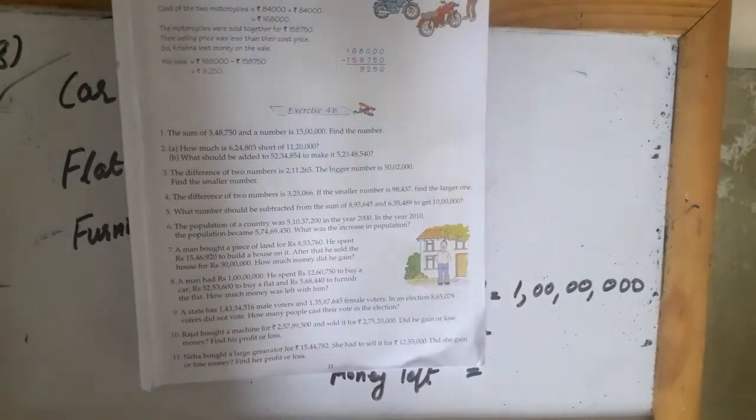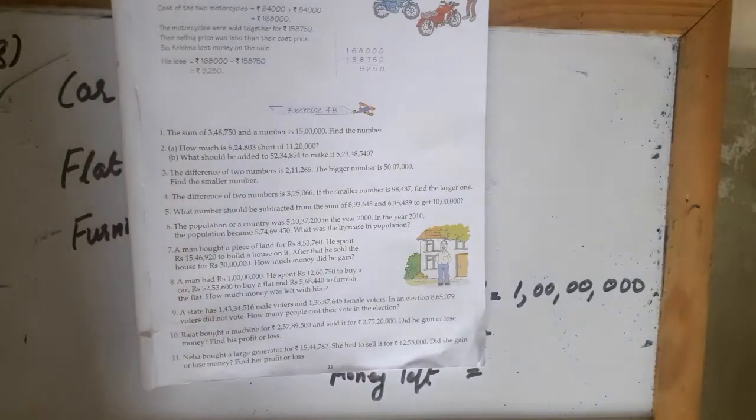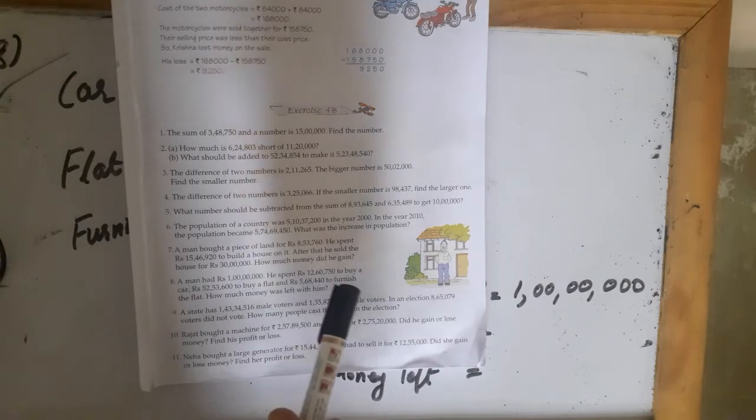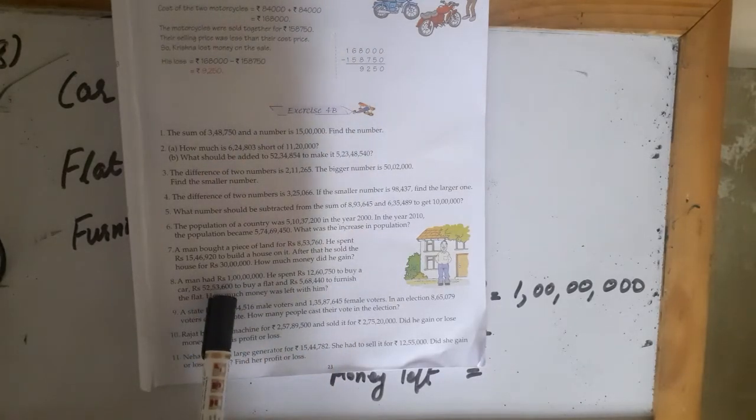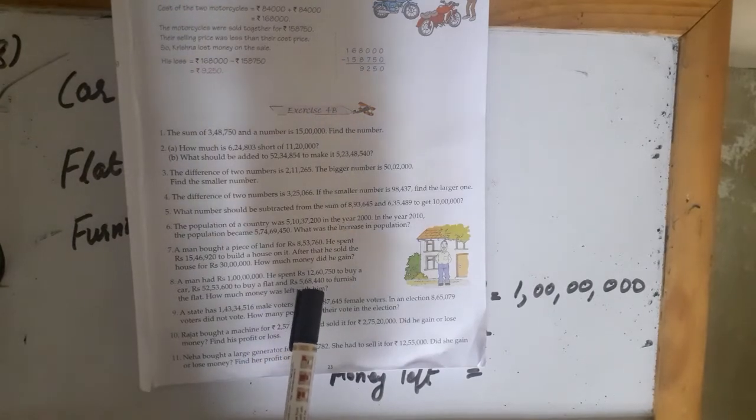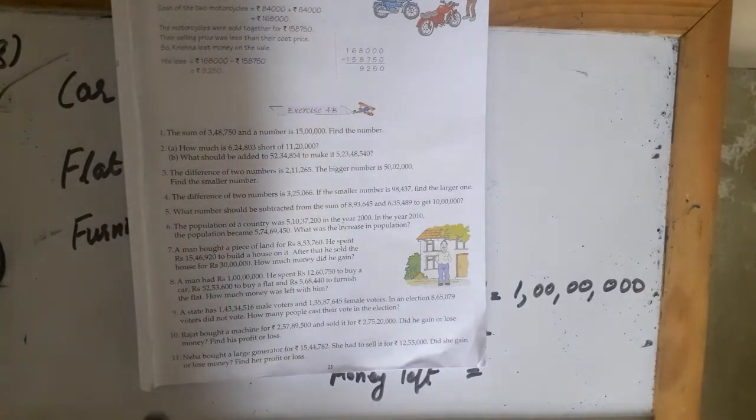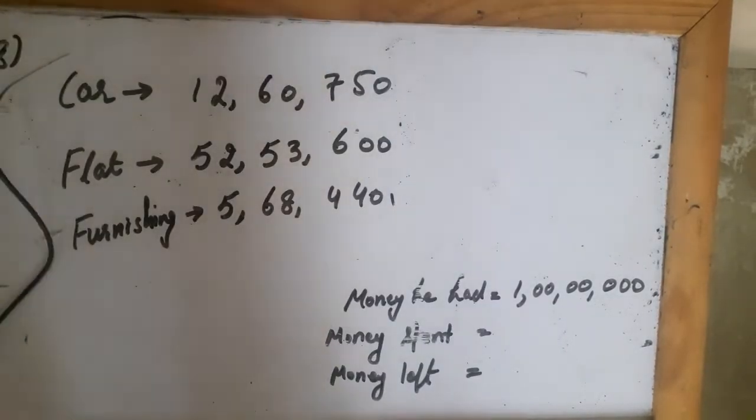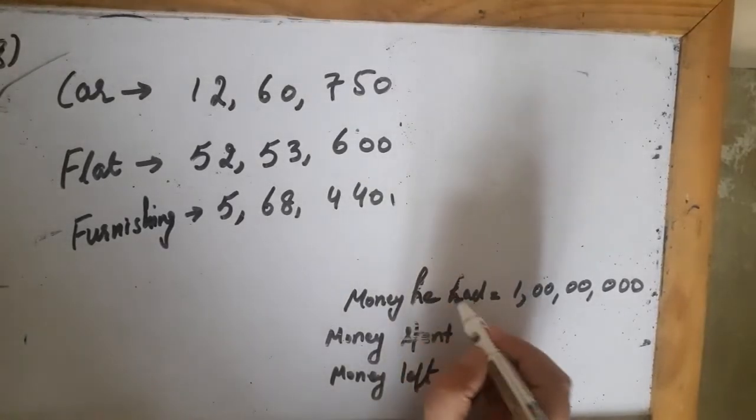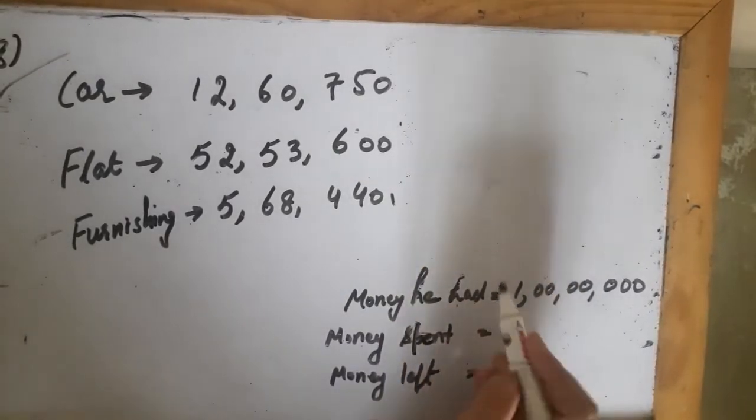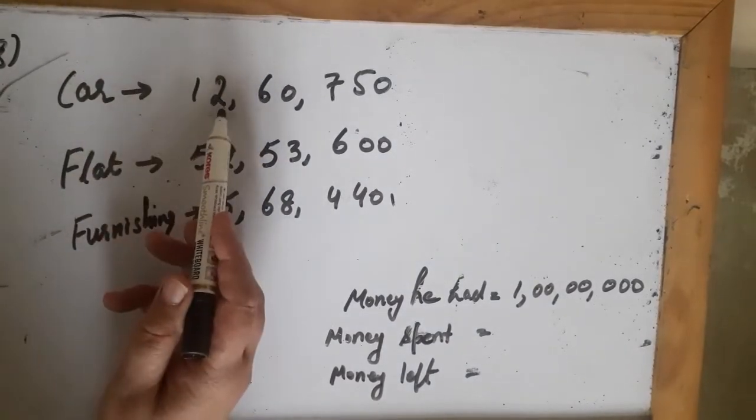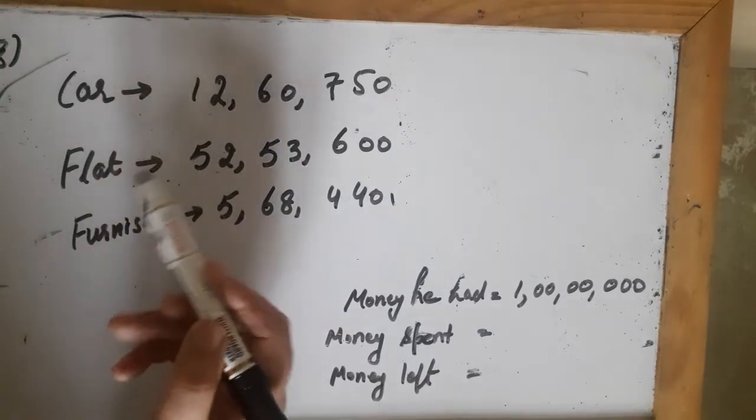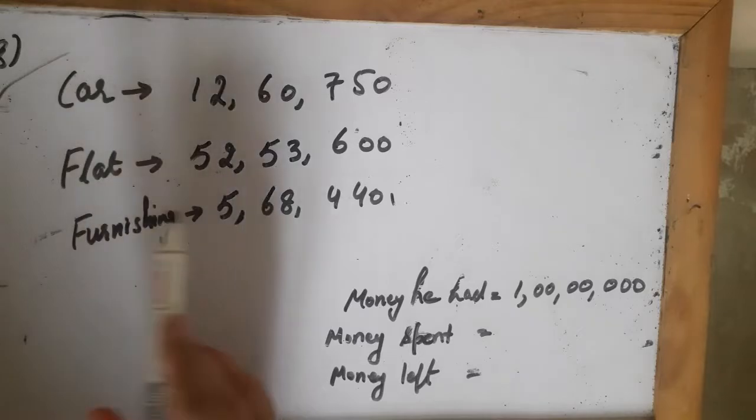Class, now we will do the eighth question. In the eighth question they are saying a man had rupees 1 crore. He spent around 12 lakhs to buy a car, 52 lakhs to buy a flat, and around 5 lakhs to furnish the flat. How much money was left with him? So they are saying a man initially had 1 crore rupees and he bought a car for around 12 lakhs, bought a flat for around 52 lakhs, and spent 5 lakhs on furnishing that flat.